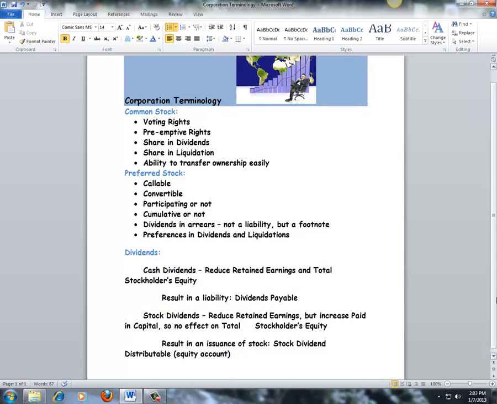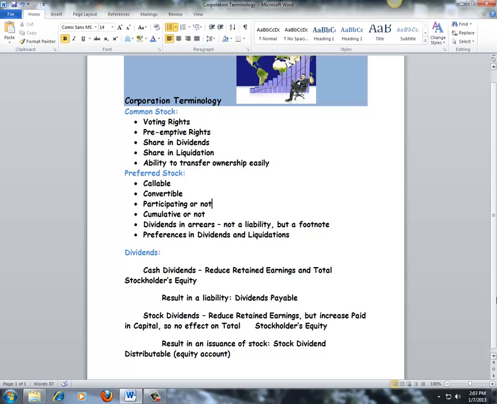Dividends, there are 2 kinds. We have cash dividends and stock dividends. Cash dividends reduce retained earnings, and they also reduce total stockholders' equity. The other side of the journal entry, besides a debit to retained earnings, would be a credit to dividends payable, and eventually an asset, cash, will be used to pay off these dividends payable. So cash dividends will reduce both retained earnings and total stockholders' equity.